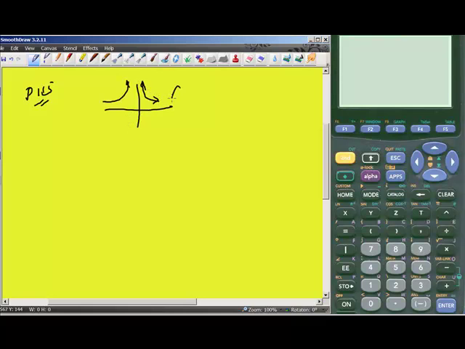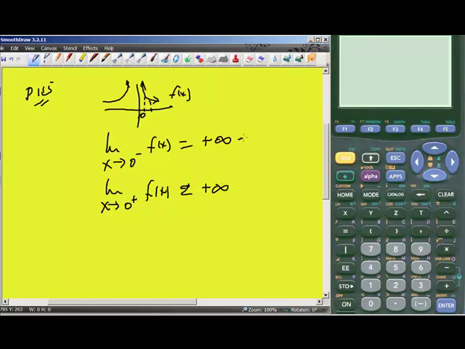In this one, let's say the limit as x goes to 0 from the left-hand side of f of x: obviously the curve is going up, so it's going to positive infinity. The limit as x goes to 0 from the right-hand side of f of x, when you come from the right, is going up also, to positive infinity. Even though they're both going to positive infinity, the limit still does not exist.